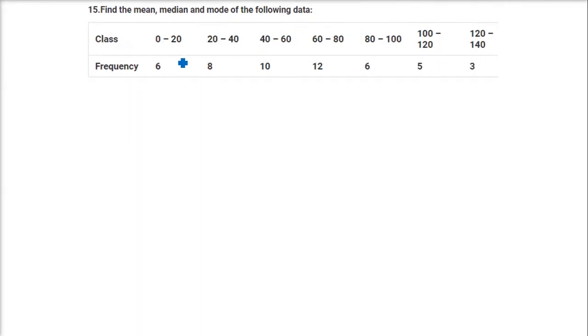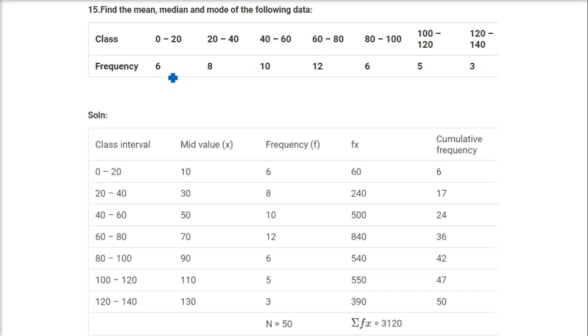Find the mean, mode and median of this data. So we have class and we have this frequency. First, we have to take the class interval, add the upper limit and lower limit, and divide by 2. So 20 plus 40 by 2, then 40 plus 60 by 2, likewise, so we get the mid value. Now what is the frequency? Frequency is this. So this row we have converted into the column.